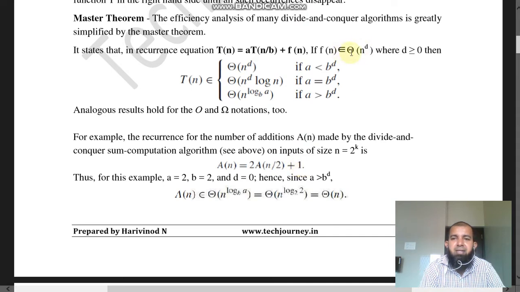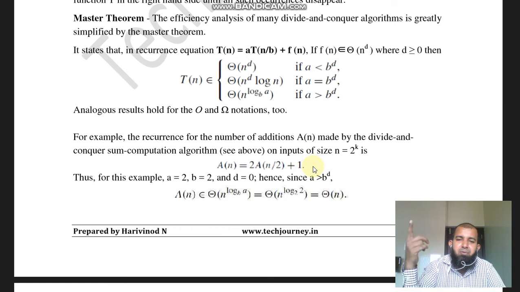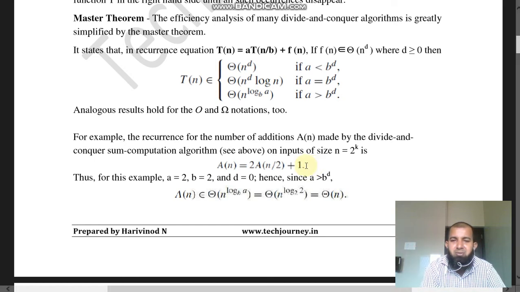f(n) is theta of n^d. So for this example, a is equal to 2, b is equal to 2, and here plus 1 is there, meaning d is equal to 0. If there is an n, it means d is equal to 1. If it is n^2, then d is equal to 2. n^3, d equal to 3. n^4, then d is equal to 4, like this. So here n is not there, so d is equal to 0.